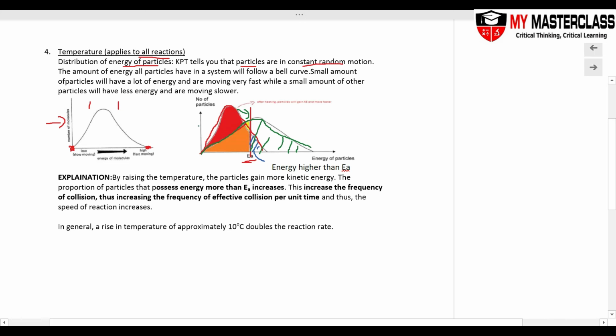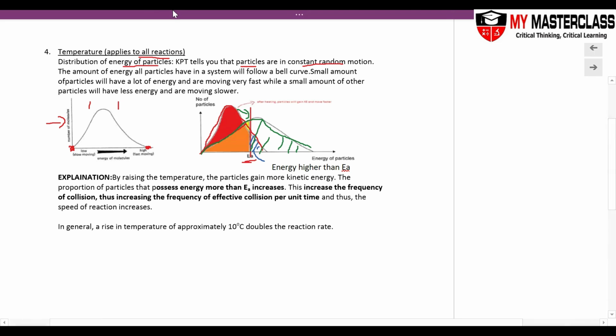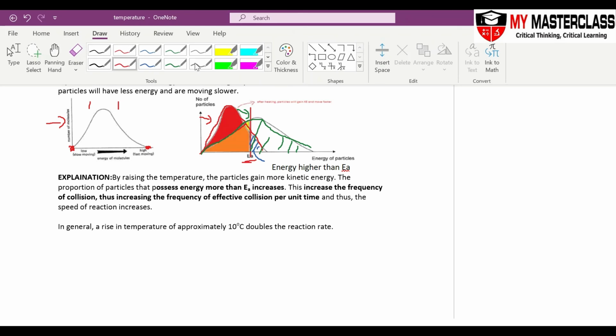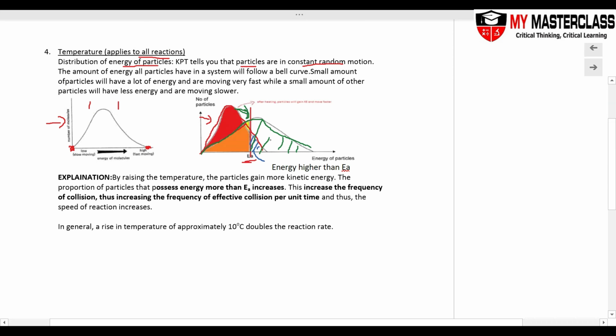Let me repeat myself. A normal graph will look like the first red one. After I heat it, it will turn from red to green. Why? These particles gain energy and move faster, so they become broader and fatter. If my activation energy is here, the blue ones are from before heating, and the green ones are after heating, and these green ones have energy higher than the activation energy. From this graph, we can see and explain it.